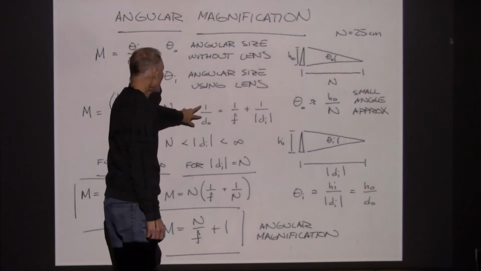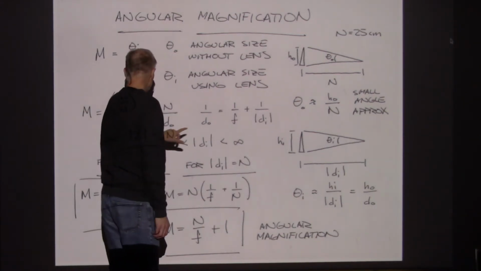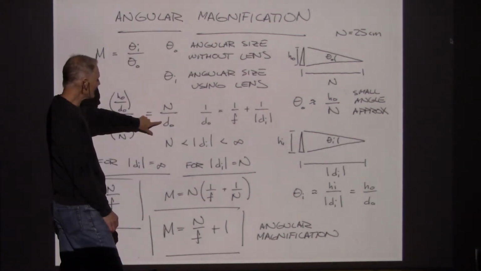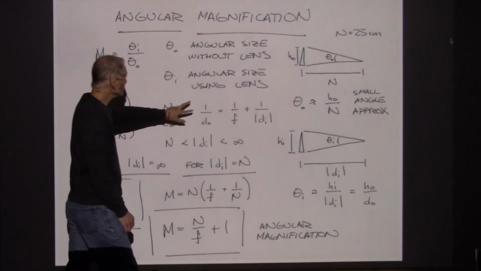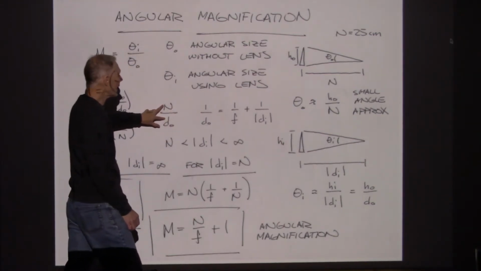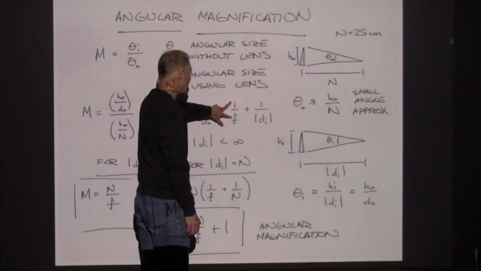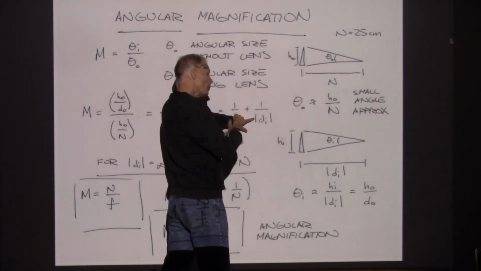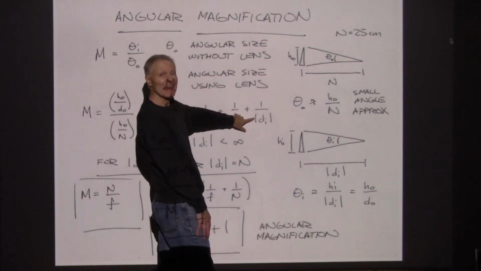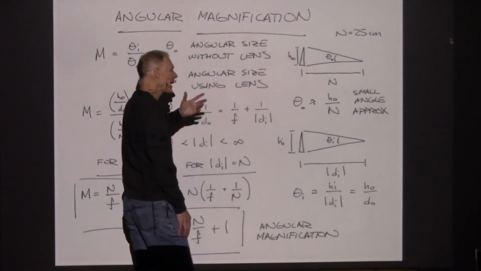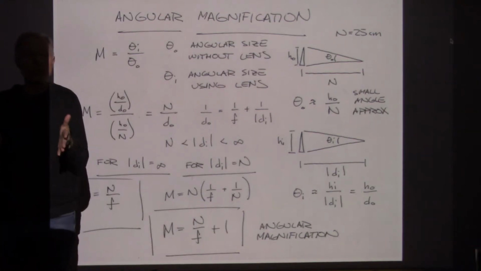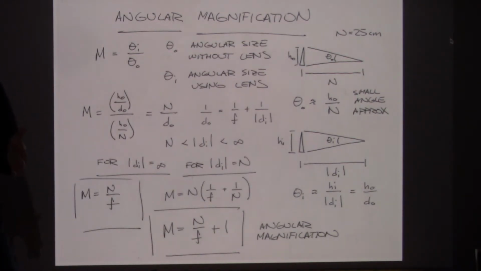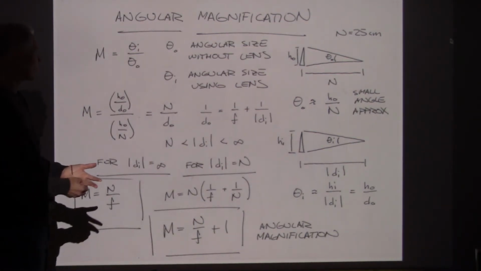So what we can do then is we can say 1 over d object is what I have here, which is 1 over the focal length plus 1 over the absolute value of di. The di we have here is going to be a negative number. So everywhere I have written di, I've put absolute value signs to remember I'm just using the positive number for that.